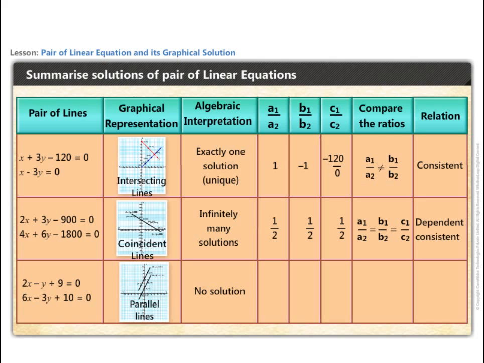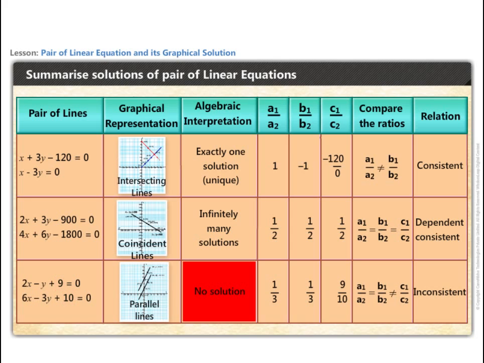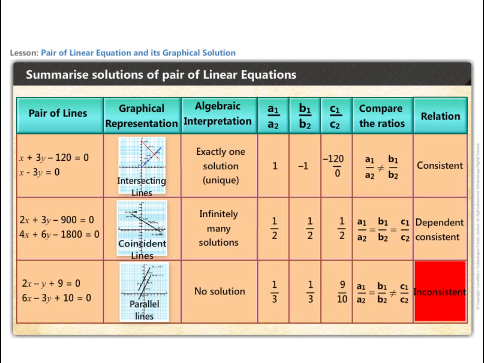Take the second set of linear equations in two variables. We observe that a1/a2 is equal to b1/b2, which is equal to c1/c2, in the case of a pair of linear equations which has infinitely many solutions or is a dependent, consistent pair of equations. In the third set, a pair of linear equations which has no solution or is an inconsistent pair of equations, we observe that a1/a2 is equal to b1/b2, which is not equal to c1/c2.